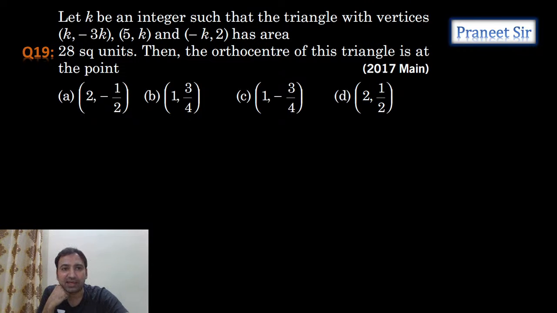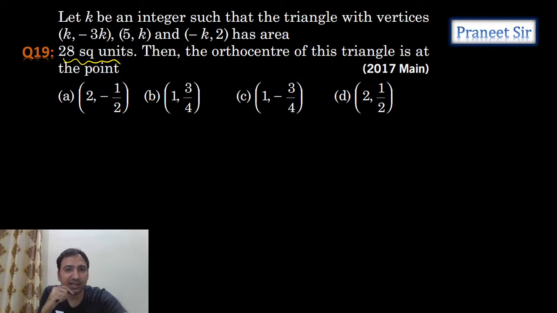Let k be the integer such that the triangle with vertices has area. The area of the triangle is given. Then the orthocenter of this triangle is at what point? So first we need to calculate the k value.